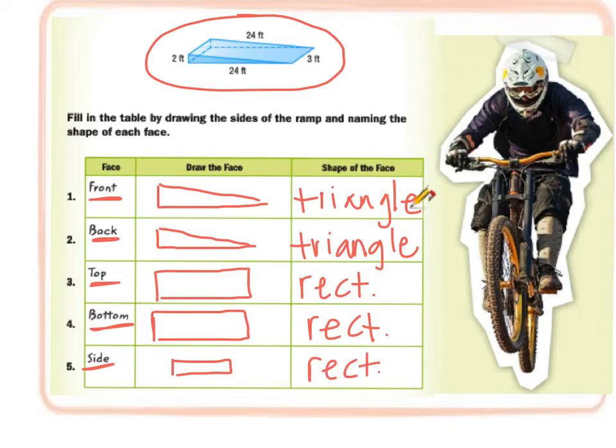I did all of the faces, and I see that I have a total of 5 faces. So for a triangular prism, you have 5 faces. That's true because a triangle has only 3 sides: 1, 2, 3. So there are only going to be 5 faces versus the 6 on a rectangular prism.